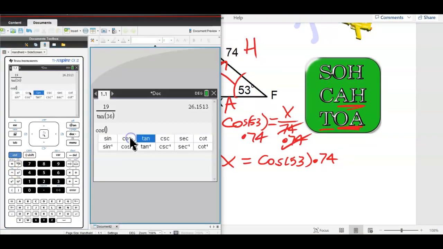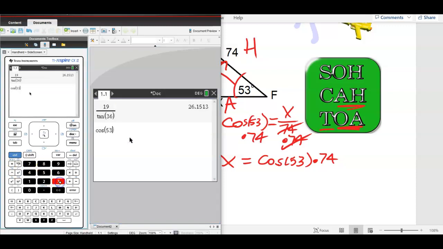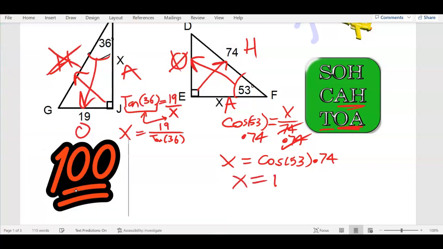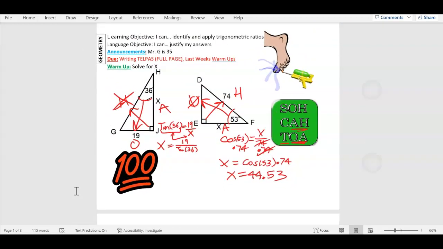Trig cosine 53. Go to the right. Times 74. 44.534 makes the 3 stay the same. 44.53. And my units of measure are missing, but I would put them there afterwards. Okay. Now, that is 100. 100, correct.